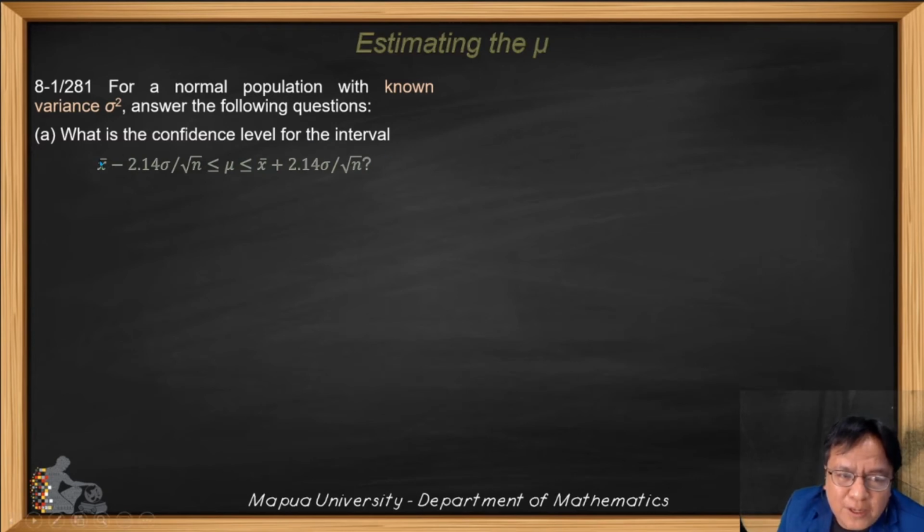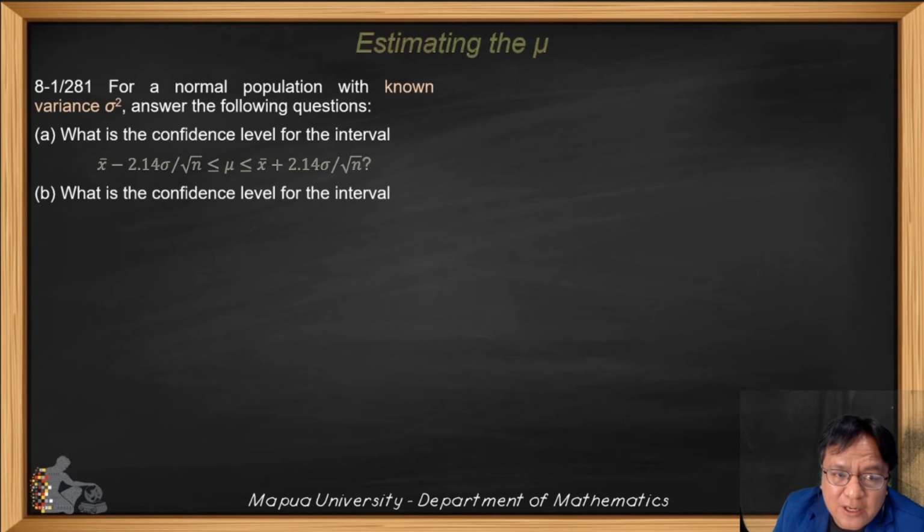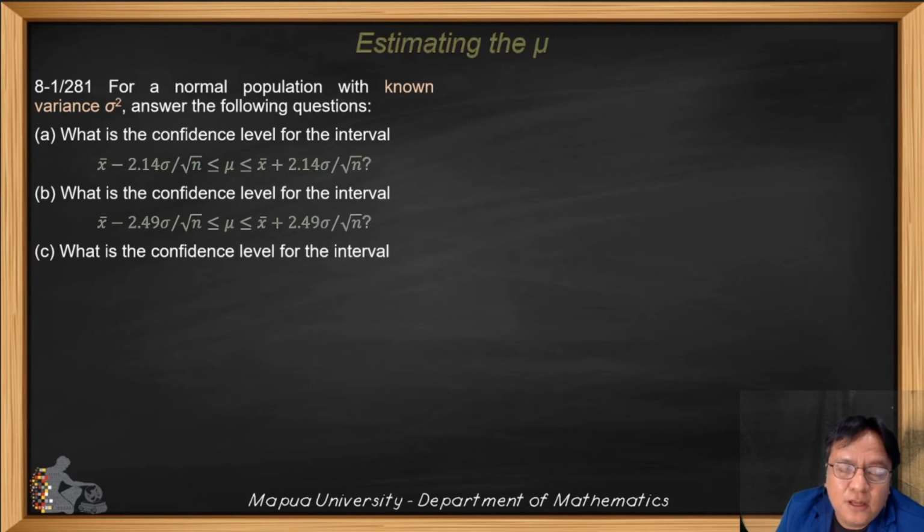For this problem, you're going to observe that this is negative 2.14. So z lower is negative 2.14, and z upper is positive 2.14. For letter B, what is the confidence level for the interval from negative 2.49 up to positive 2.49 for the lower and upper values of z respectively? What is the confidence level for the interval negative 1.85 to positive 1.85?